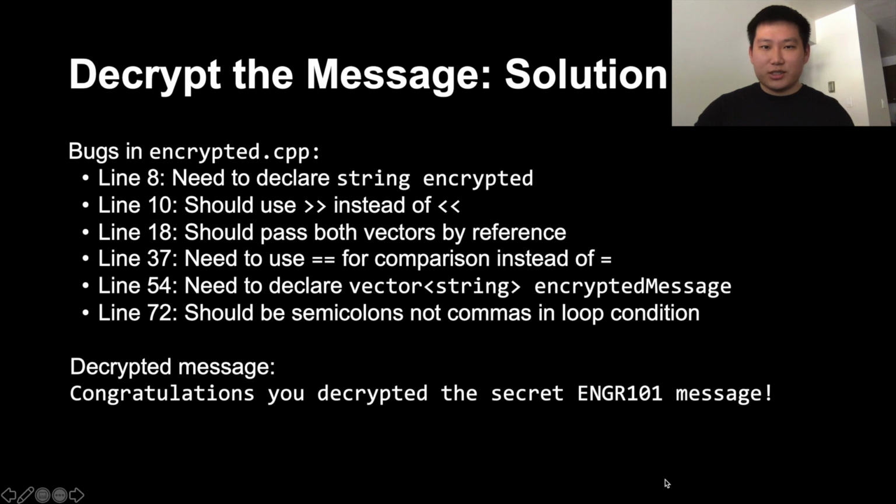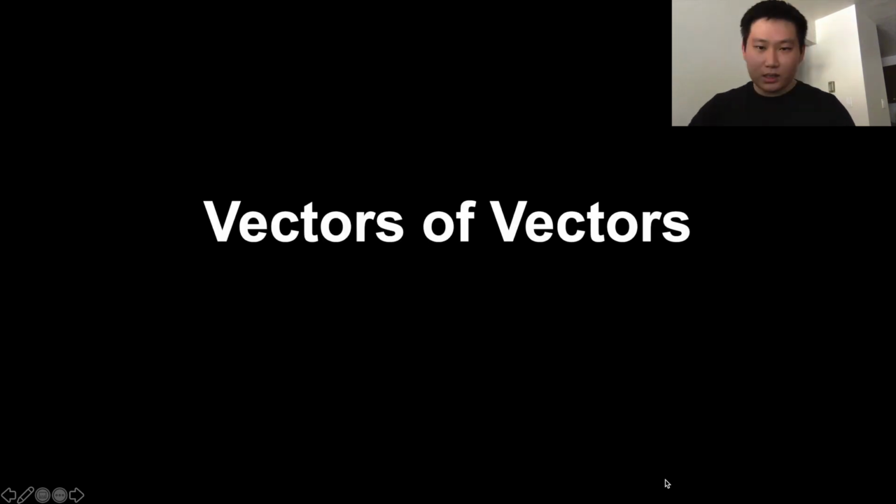The solution is now shown on the screen. We have listed all 6 bugs in the CPP file and then the decrypted message. If you have any questions about these bugs, as always, feel free to ask us on Piazza or during office hours. Next up, I want to talk about vectors of vectors.